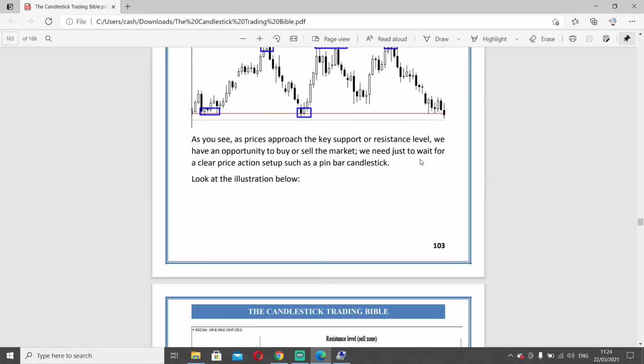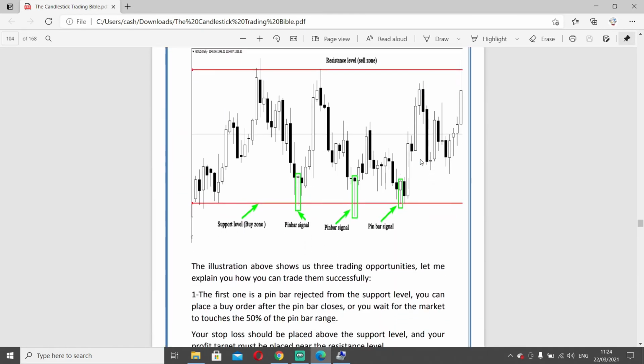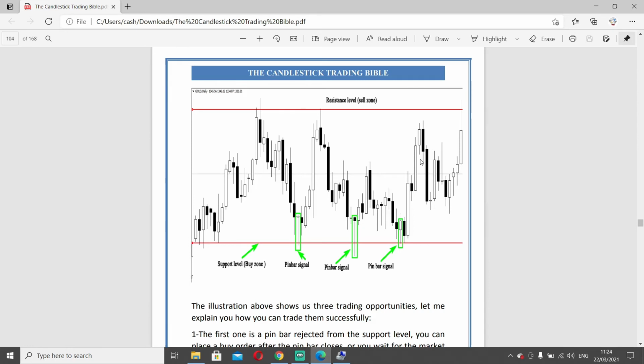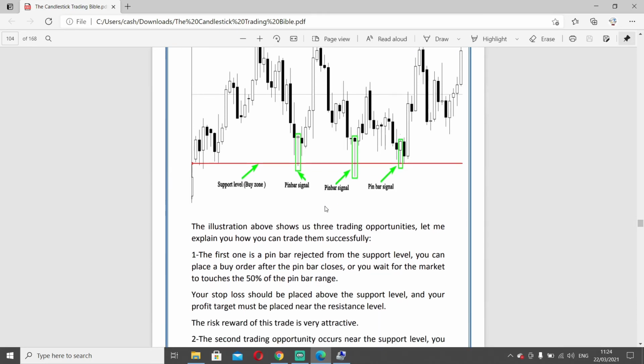So as you see, let's go to the next illustration. Sorry about that. The illustration above shows us 3 trading opportunities. Let me explain how you can trade them successfully. So in the range, price is going up and down, it's doing a slow dance, and a lot of pin bars are forming. So the first one is a pin bar rejected from the support level.